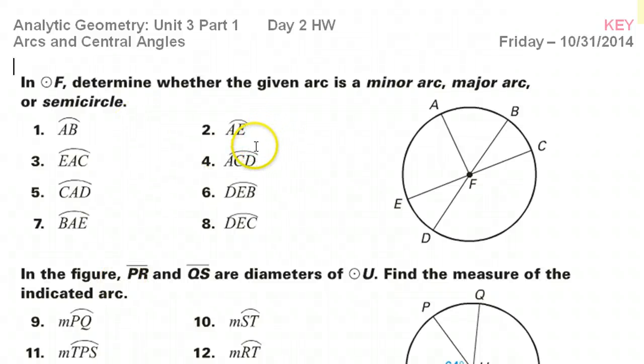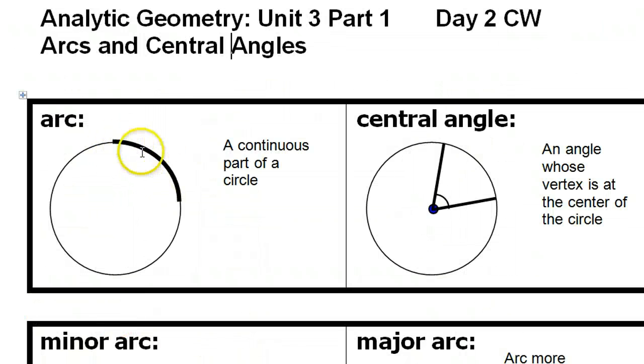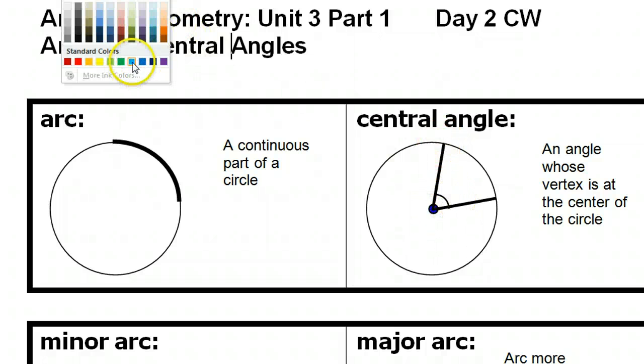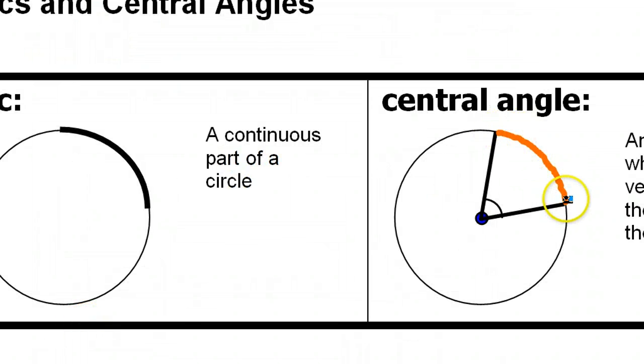Alright, this lesson is about arcs and central angles. This is an arc. An arc is a portion of a circle, like this. A central angle is an angle whose vertex is at the center of the circle. So, when you have a central angle, there is an arc that we call an intercepted arc. For example, this orange arc is the arc that is intercepted by this central angle.